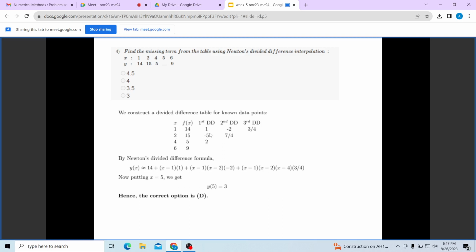Now, calculate the second element of the first divided difference column. So how will you get it? 5 minus 15 upon 4 minus 2. Okay. So this will be minus 10 by 2. It will give you minus 5. Now similarly for the third element, how will you get it? Just write 9 minus 5 in the numerator and in the denominator it will be 6 minus 4. So you will get 2. See, are you getting the first divided difference column? If you have got the first divided difference column, proceed for the second divided difference column.